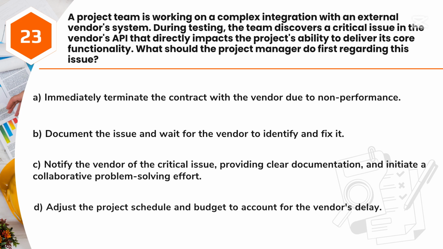Question 23. A project team is working on a complex integration with an external vendor system. During testing, the team discovers a critical issue in the vendor's API that directly impacts the project's ability to deliver its core functionality. What should the project manager do first regarding this issue? A. Immediately terminate the contract with the vendor due to non-performance. B. Document the issue and wait for the vendor to identify and fix it. C. Notify the vendor of the critical issue, providing clear documentation, and initiate a collaborative problem-solving effort. D. Adjust the project schedule and budget to account for the vendor's delay.